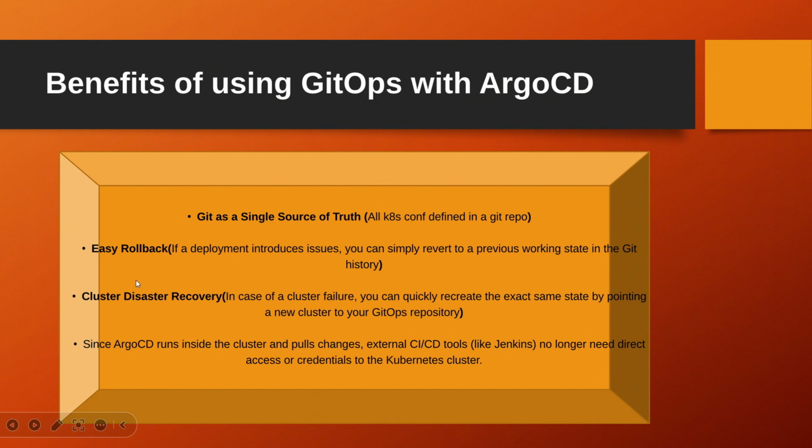In case your entire cluster also gets destroyed, you can create a new cluster and directly clone or deploy those changes, whatever is there in the Git repo. Okay. Now, since Argo CD runs inside the cluster and pulls the changes, external CI/CD tools like Jenkins no longer need direct access or credentials to the Kubernetes cluster. That I already explained to you, right?